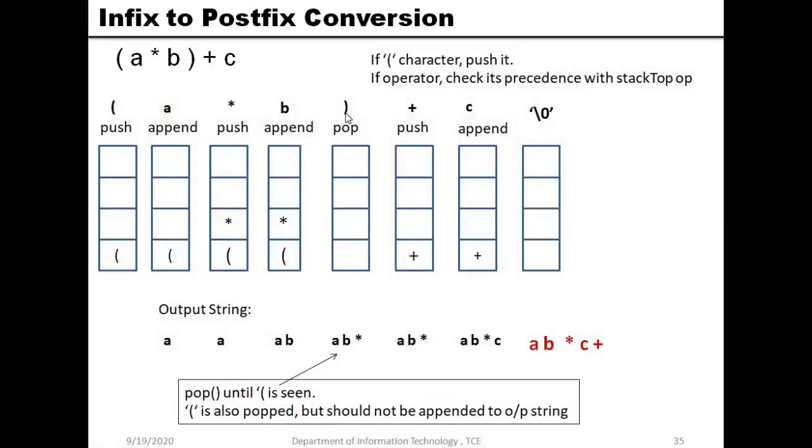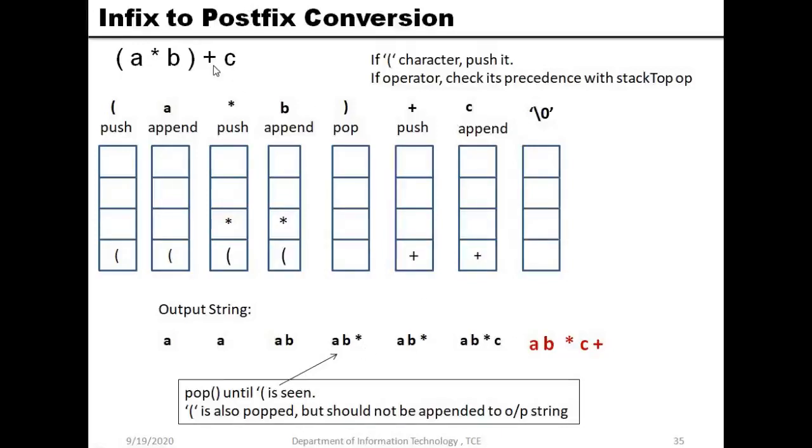Whenever closed parenthesis is seen, the stack items have to be popped until opening parenthesis is seen. So in this case, star gets popped and it gets added to the output string. This opening parenthesis is also popped, but it should not be appended to the output string.